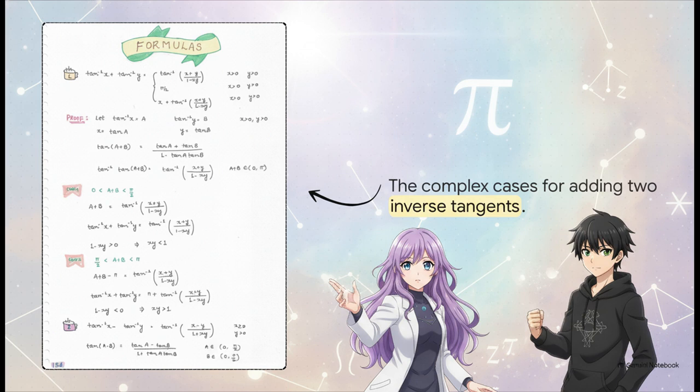If the product of x and y is less than 1, you just use the straightforward addition formula. Simple. But if x and y are positive and their product is greater than 1, well, the sum of their angles would actually exceed pi over 2, pushing the result completely out of the allowed principal range. So to fix it, the formula forces you to add a pi term to adjust the angle back into the correct domain. It's a built-in safety valve, proving exactly why our initial domain restrictions are absolutely crucial.